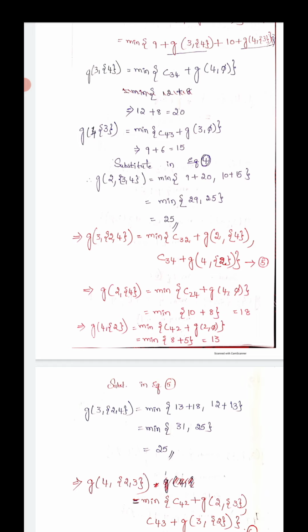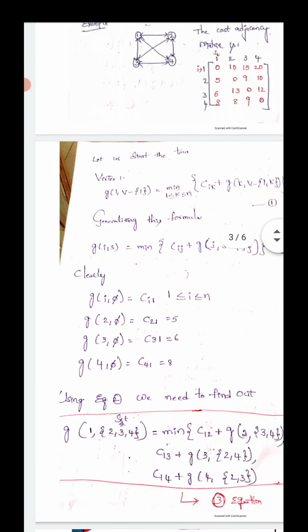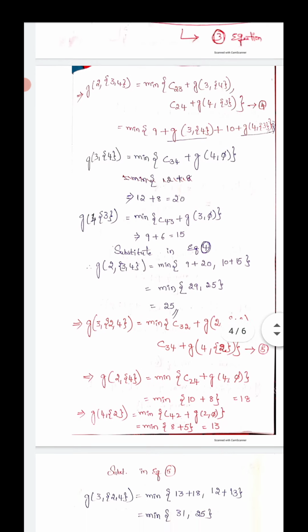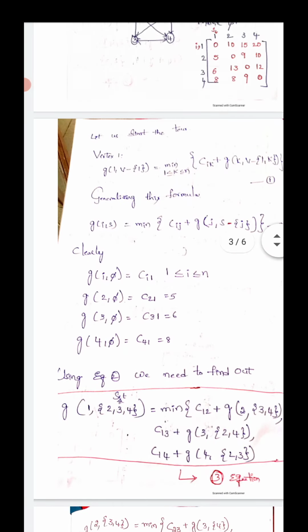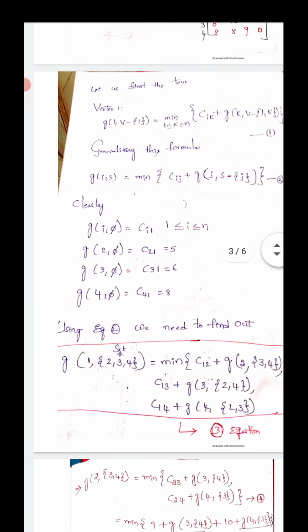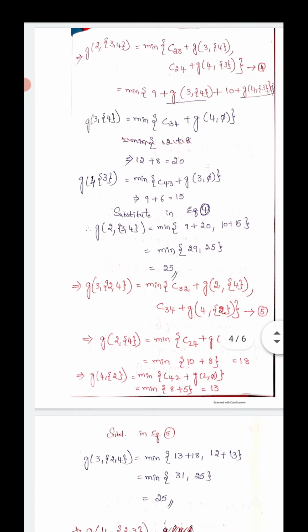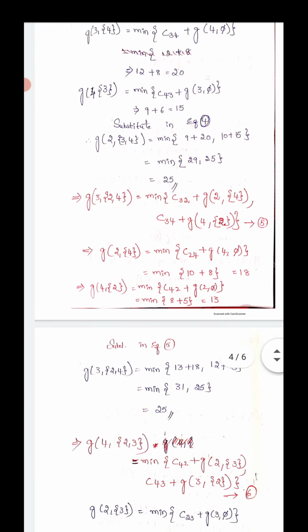that will be assigned to the minimum of c suffix 3 2, in the sense third row second column. How much do you have? Third row second column, 13 is there. Okay, that's why we can place here 13 plus the value g of 2 comma 4, how much? 18. Comma c suffix 3 comma 4, in the sense third row fourth column, how much? Third row fourth column, 12 is there. Okay, I have to substitute here 12 plus g of 4 comma 2, how much?